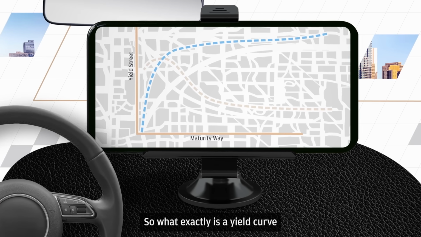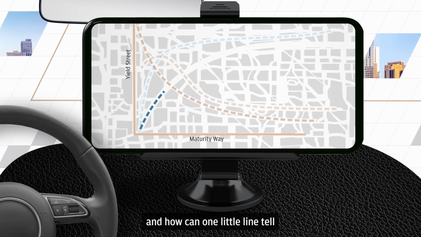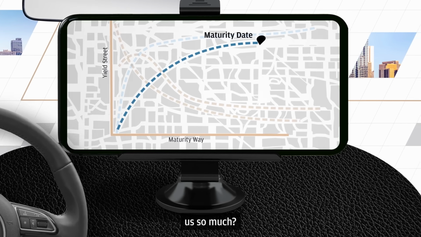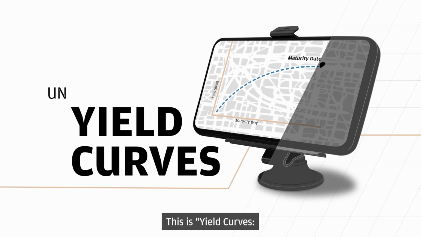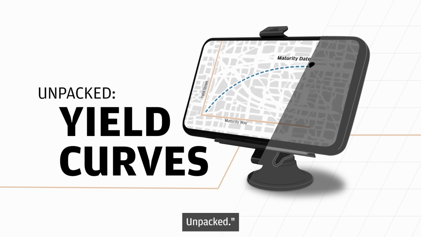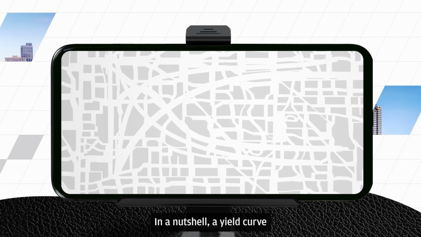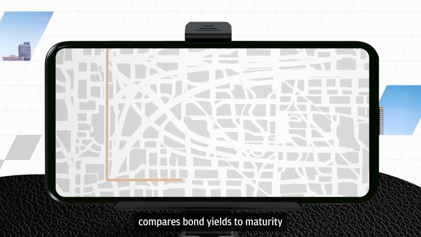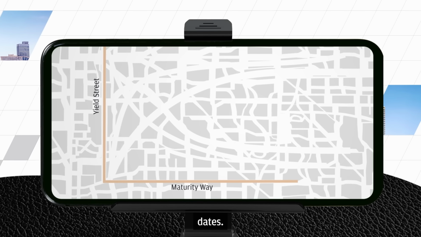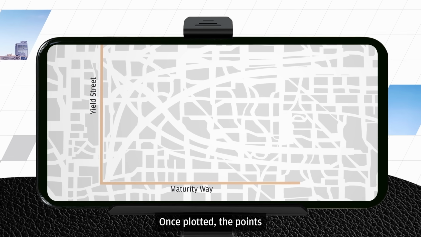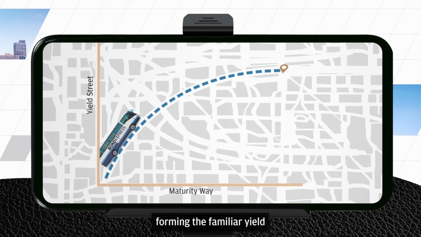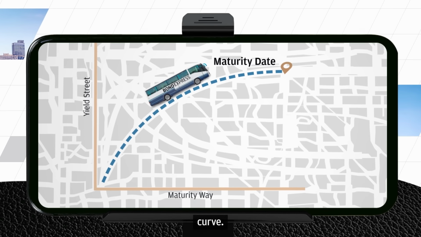So what exactly is a yield curve, and how can one little line tell us so much? This is Yield Curves Unpacked. In a nutshell, a yield curve is found on a graph that compares bond yields to maturity dates. Once plotted, the points are joined together with a line, forming the familiar yield curve.